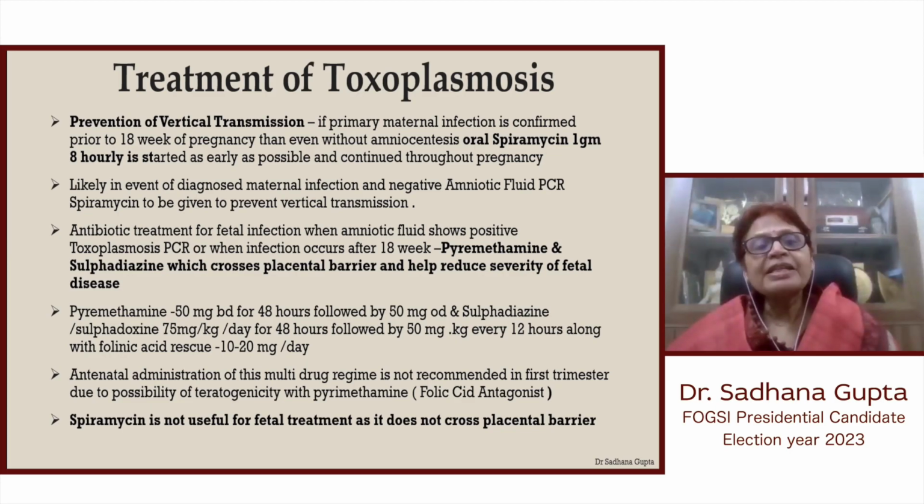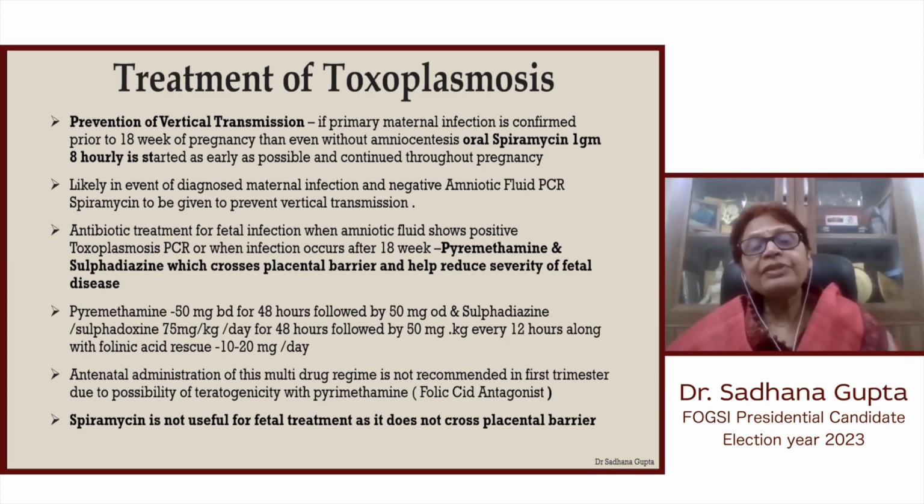How to treat toxoplasmosis? There are two things I want to clear. There is a difference. When there is a maternal infection and no fetal infection, we give oral spiramycin 1 gram 8 hourly, because we want to prevent the vertical transmission.